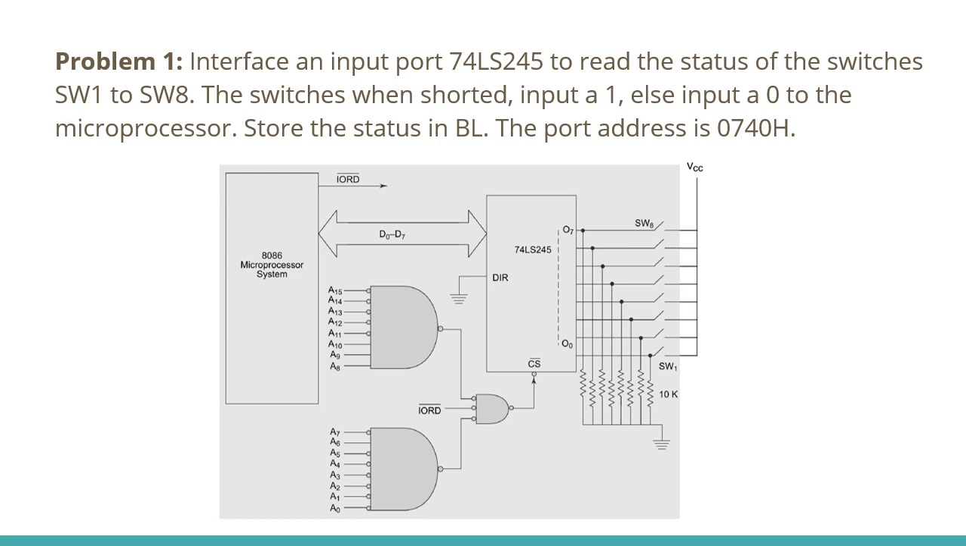So when the particular address and the IORD signals are available, the chip select of the 74LS245 port is enabled. So that means the 74LS245 port is selected. Now the switches are connected to the bits O0 to O7. So depending on which of the switches are shorted, the corresponding bit from O0 to O7 will get reset or set. And this data is passed to the microprocessor using the D0 to D7 data bus.